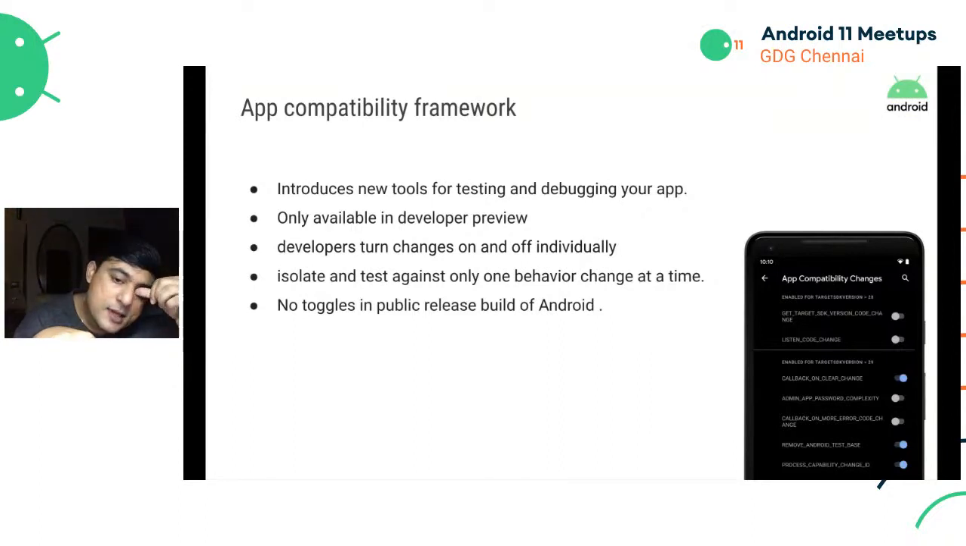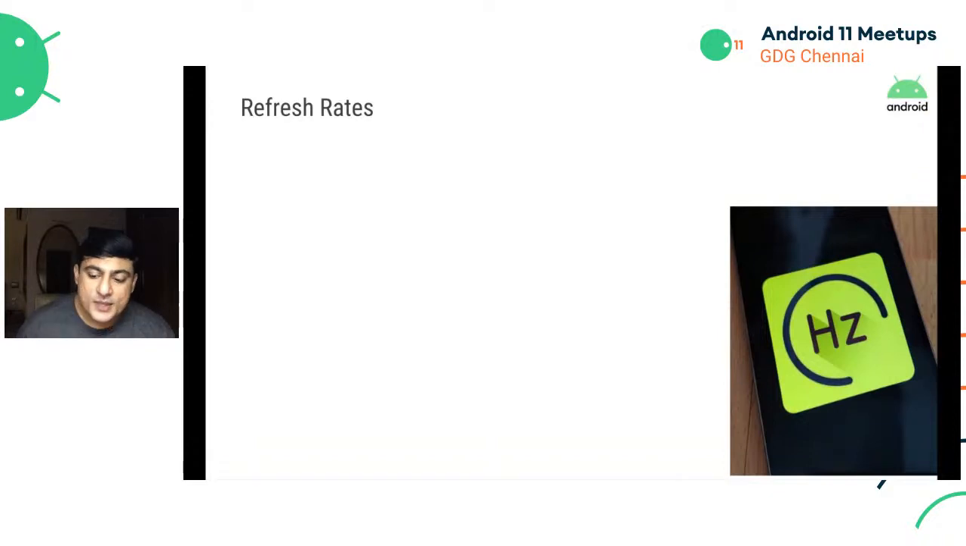In a case like that, with app compatibility, you might be able to turn off the feature that is causing that crash and then continue testing further. This also allows you to turn on one feature at a time and start testing more deeply and more thoroughly, ensuring that there are no side effects to your application from the changes that are there in the next version. Refresh rates.